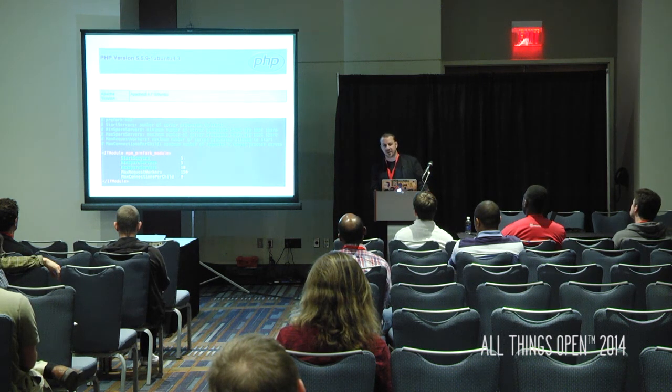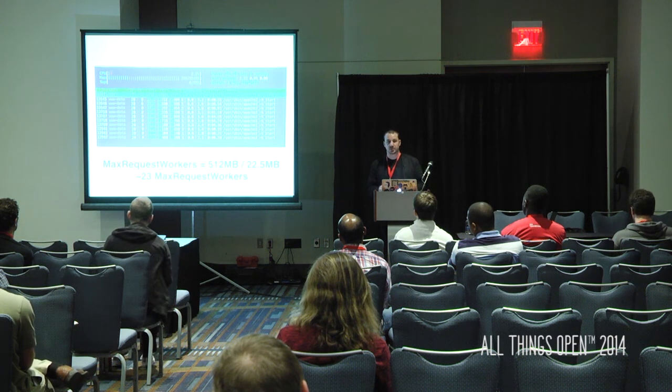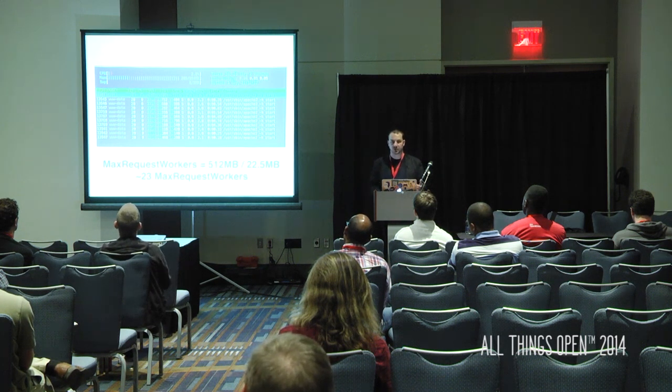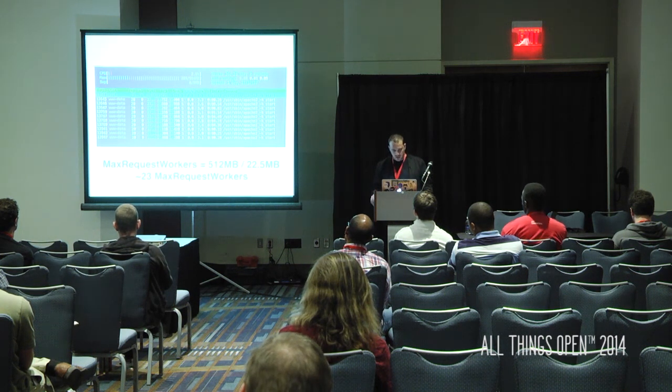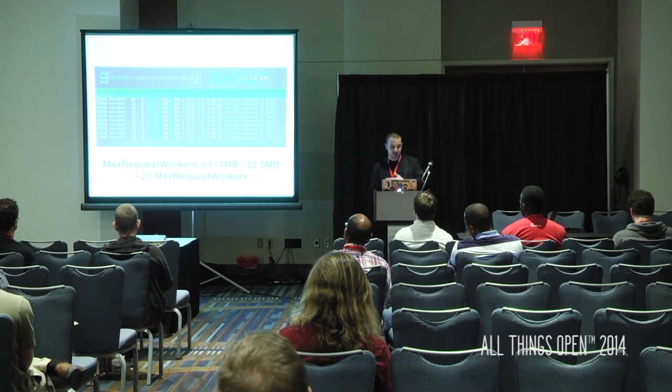So there's some simple math you can do to figure out what your MaxRequestWorkers needs to be. In this case, let's say we want to limit the amount of memory that Apache uses to 512 megabytes, which is about half of the available memory, thinking that you've got to run your database and your OS and everything else that's on the server. So keeping it to half sounds like a pretty conservative measure. You run, in this case, htop or top, and it'll give you the average here. It's about 2.2% per process. This is about 22.5 megabytes. If you divide the 512 by 22.5, you get about 23 MaxRequestWorkers.